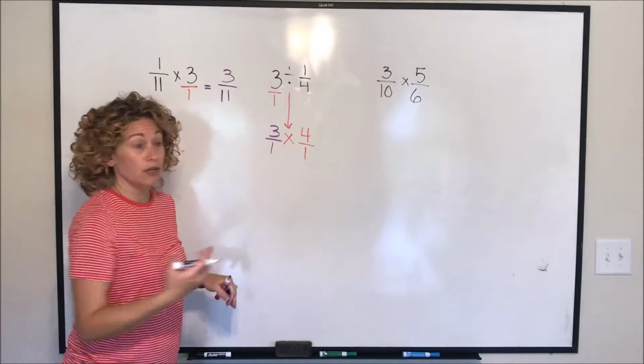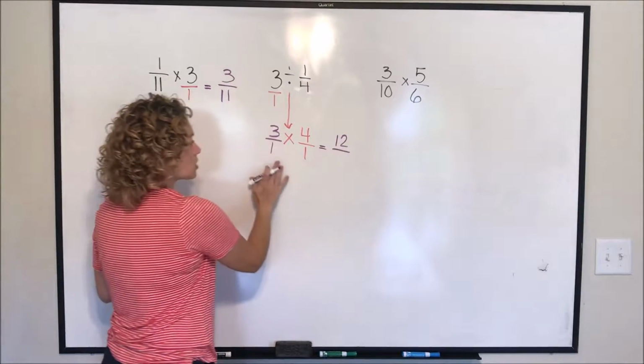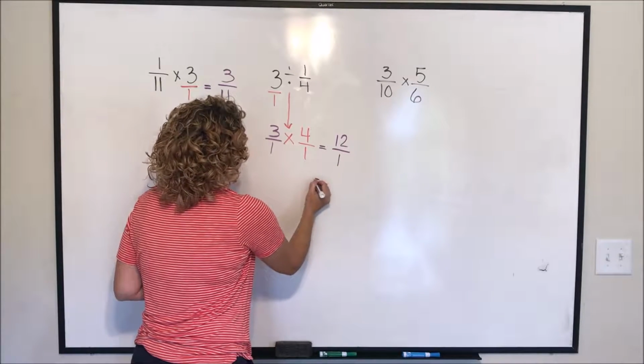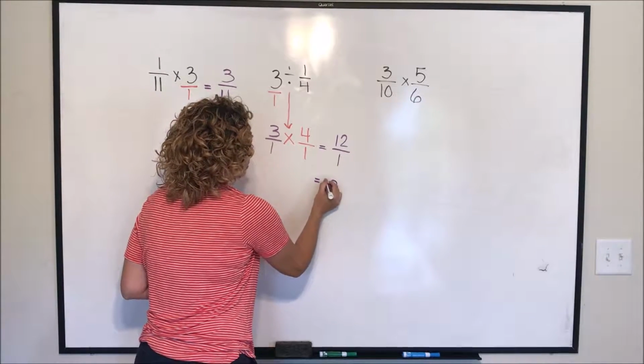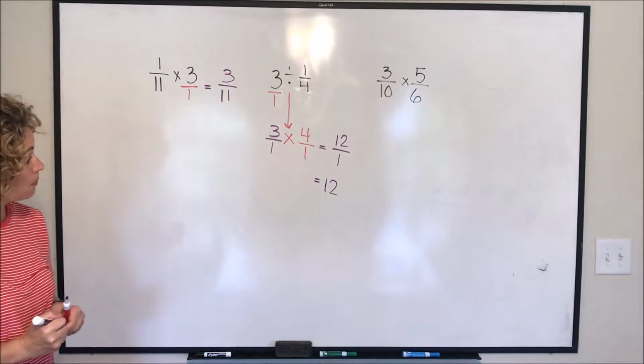3 times 4 in your numerator gives you 12. In your denominator, we have 1 times 1, which is just 1, and that really means 12 because 1 is understood. It's not really needed. Okay?